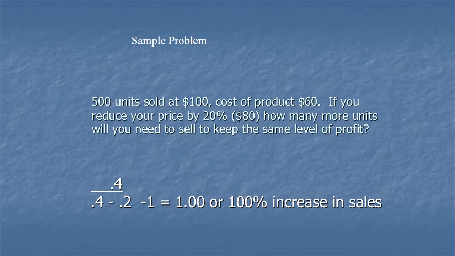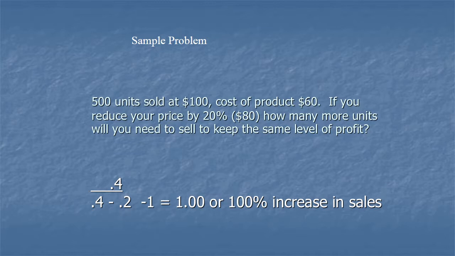Let's say that you sold 500 units at $100 each and the cost of production is $60. If you reduce your price by 20%, that is down to $80, 20% off the original price, how many more units would you have to sell to keep the same level of profit? Okay, so to make this calculation, we need to start with our original gross profit margin. So our original gross profit margin was $40 divided by $100, or 0.4, 40%. That was our original gross profit margin.